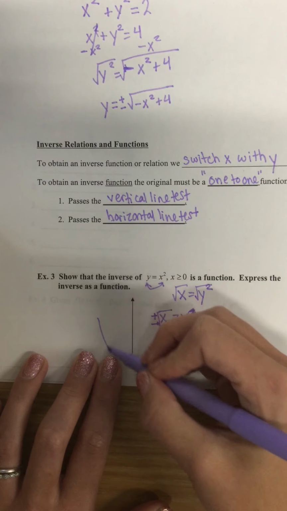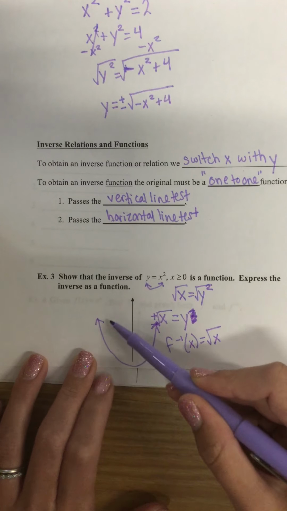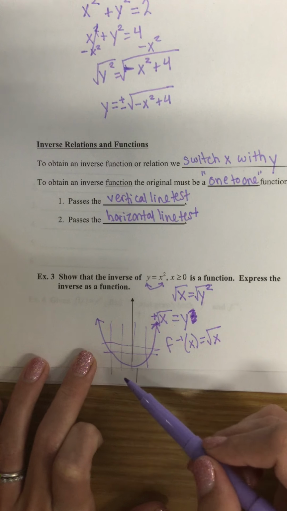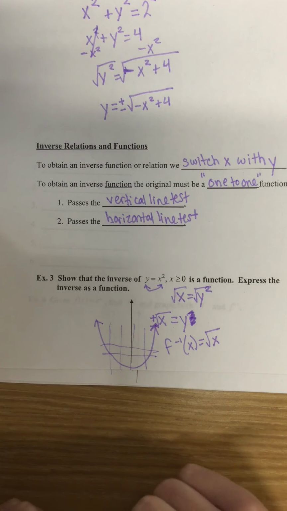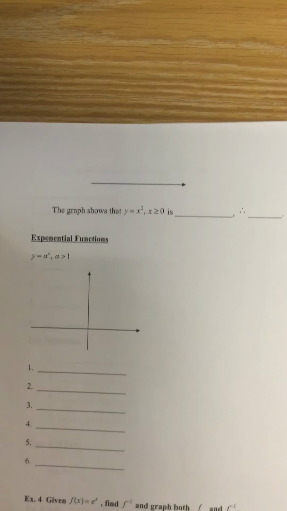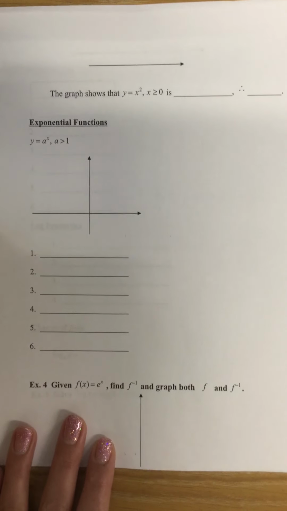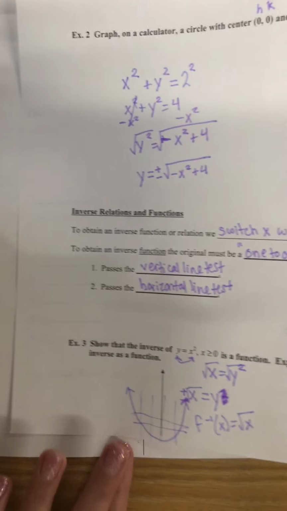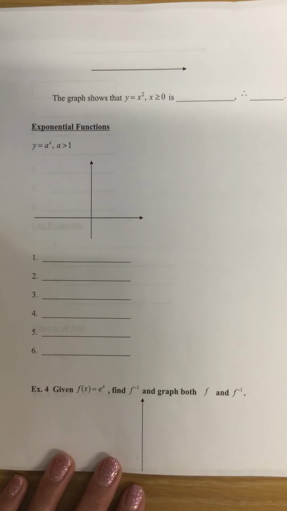And we could have looked at our graph of y equals x squared, the original one. That is 1-to-1. It passes the vertical line test, and it passes the horizontal. Okay, so it passed it for x greater than or equal to 0. Now we are going on to exponential functions.